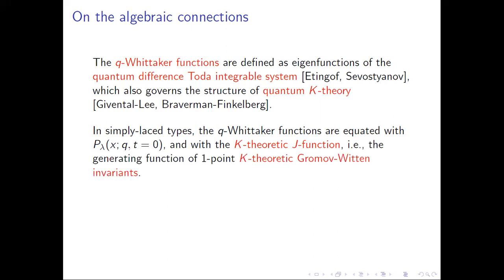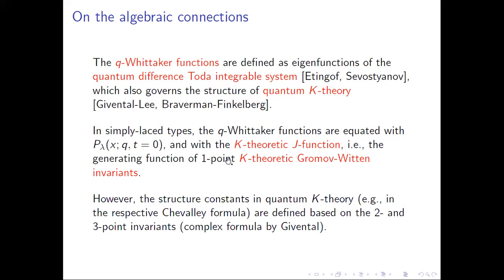And this is the generating function of the so-called one-point K-theoretic Gromov-Witten invariants. Now, these Gromov-Witten invariants give you the structure constants, the multiplication of Schubert classes in quantum K-theory. This is how the multiplication formula is defined in quantum K-theory, and it's a remarkable fact that you get an associative algebra in this way.